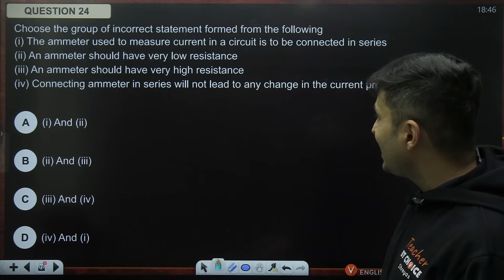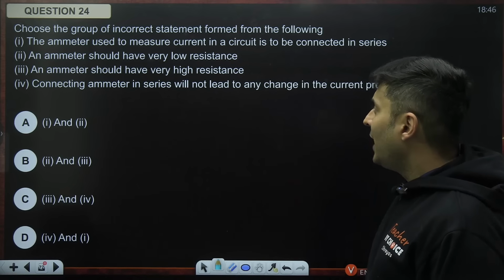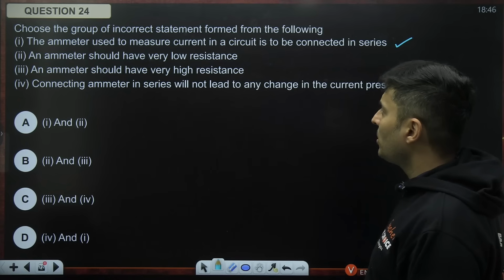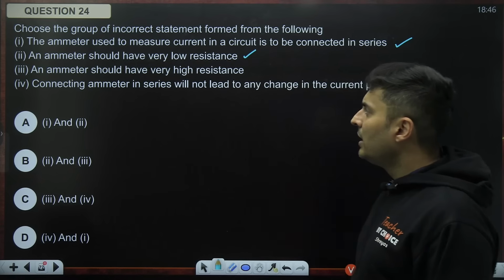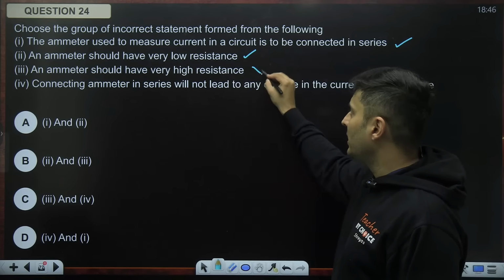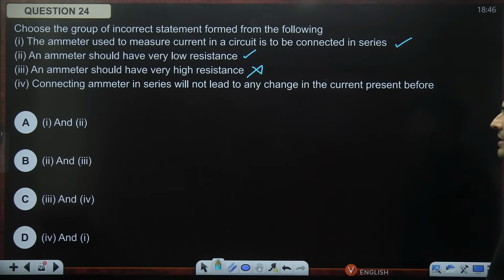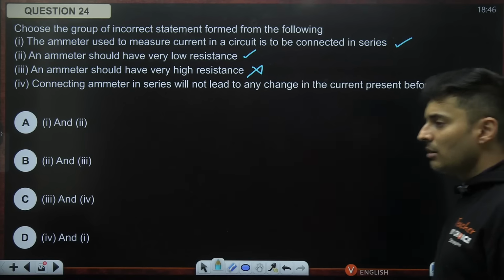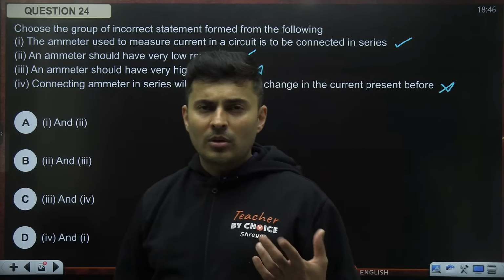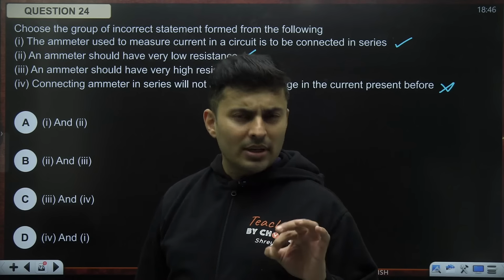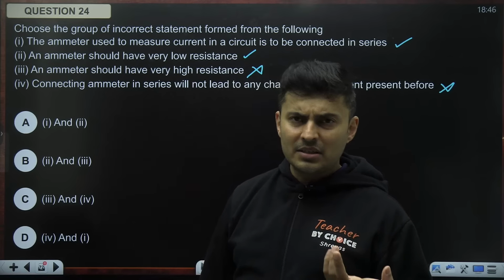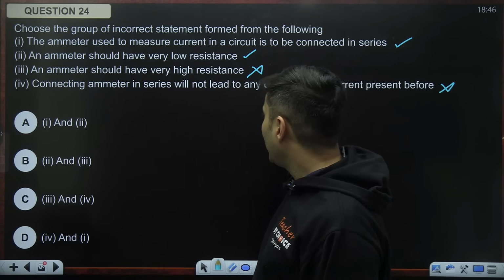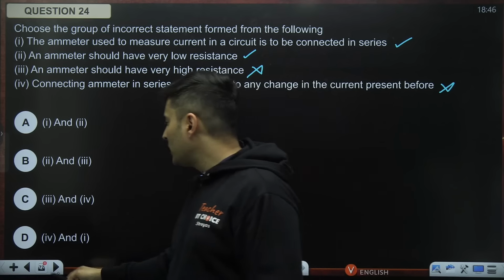Choose a group of incorrect statements formed from the following. Ammeter is used to measure current in the circuit, to be connected in series. Absolutely correct. Ammeter should have very low resistance. Absolutely correct. Ammeter should have very high resistance. Absolutely wrong. Connecting an ammeter in series will not lead to any change in the current. No, it does lead to change, because earlier there was no device, but when you connect an ammeter that has low resistance, it changes the effective resistance of the circuit, so the readings will be different than without the ammeter. So hence 3 and 4 are incorrect, which is option C.